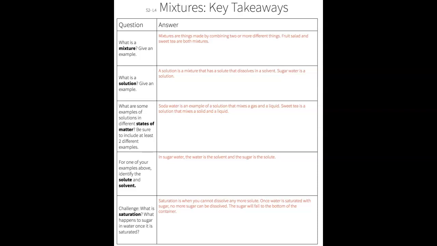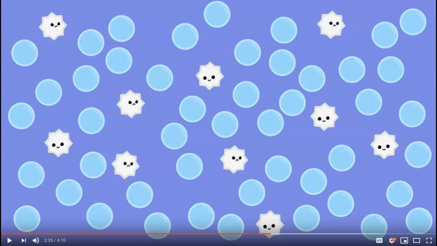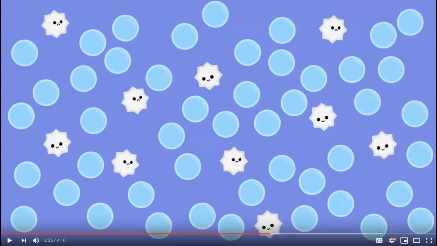This creates a solution. In the Elaborate portion of this lesson, students will consider what mixtures and solutions look like at the particle level. This will be a review of Lesson 1 when students looked at the states of matter at the particle level. You'll re-watch the video that goes over what mixtures and solutions are, pausing the video around 2:35. This is a model of what sugar water looks like at the particle level. Notice how the sugar is pretty much evenly distributed amongst the water molecules.